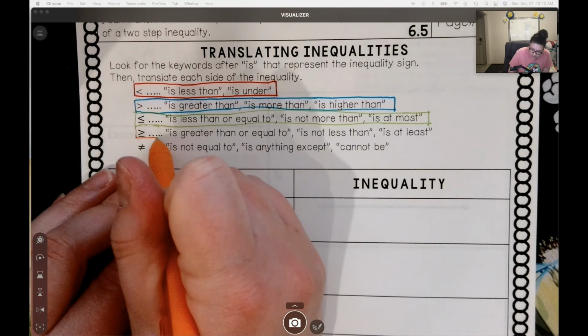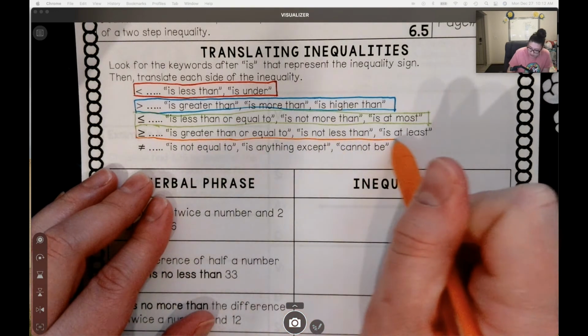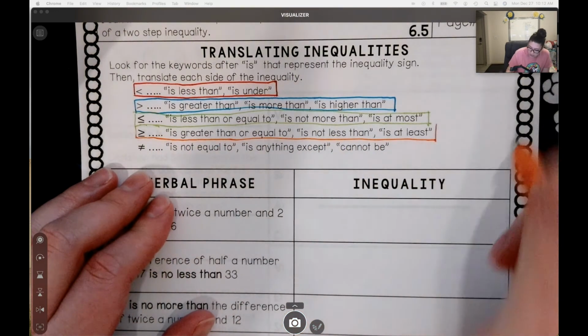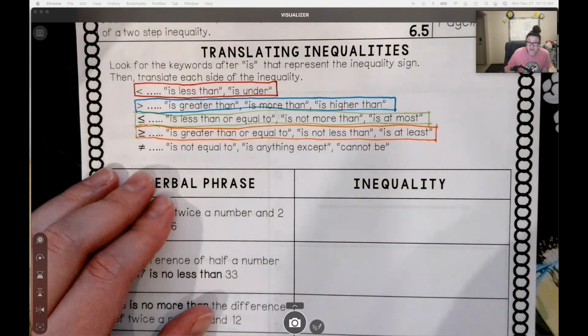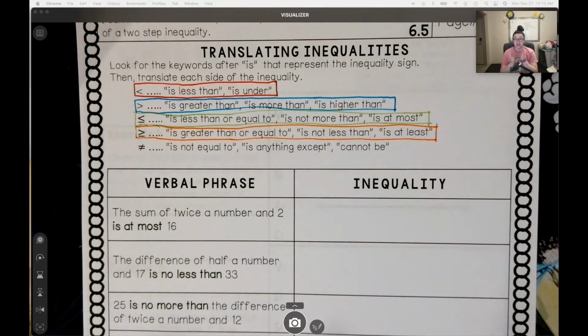Now we have is greater than or equal to. You might also see is not less than or is at least. It's very important with these inequality symbols that you really take the time to think, what does this mean? Because you can have all the numbers and the operations correct, but they don't mean anything if we don't get that inequality sign correct. Really take the time, slow down, figure out where that inequality sign is, which one it is, and then what's going to go on both sides of it.